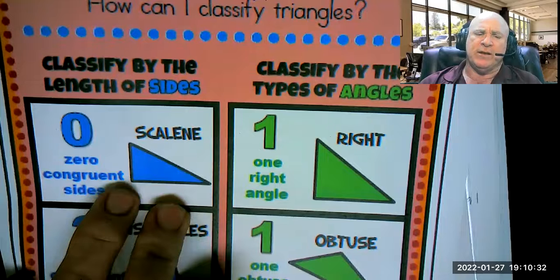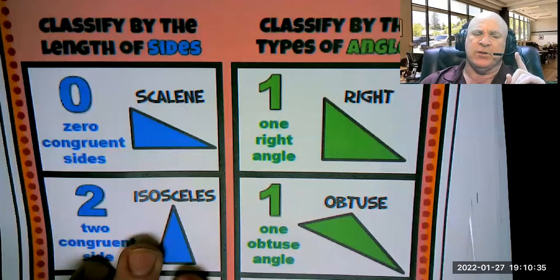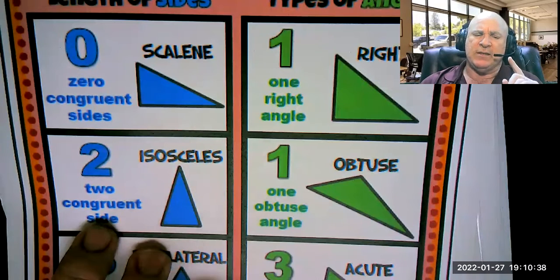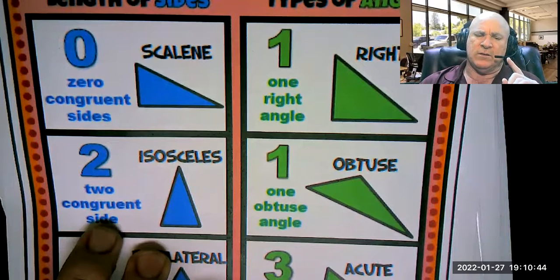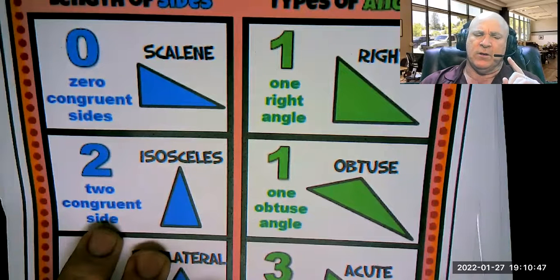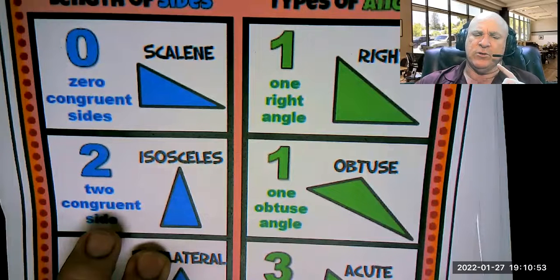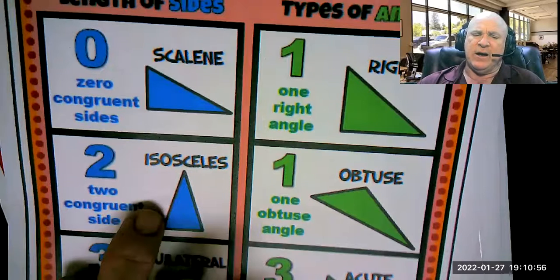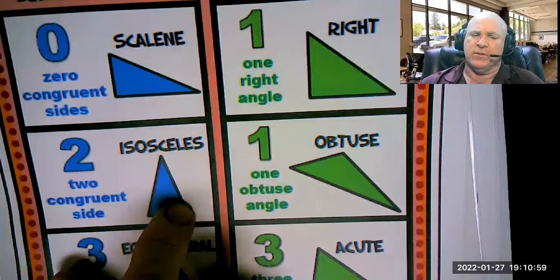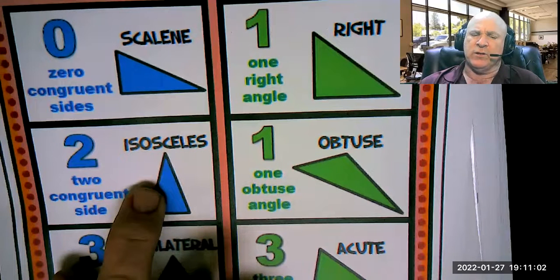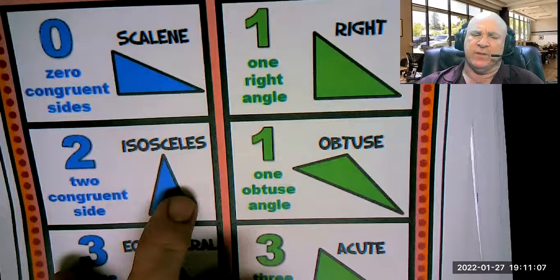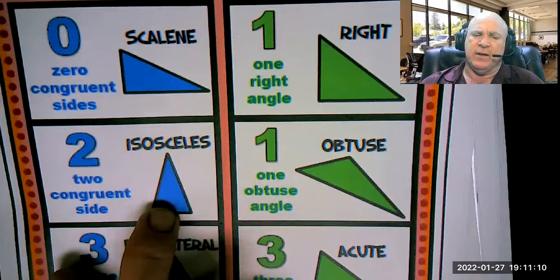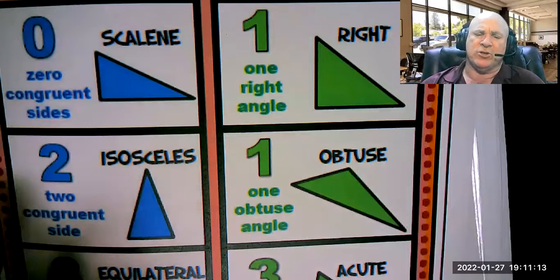Still staying on the blue side, isosceles has two congruent sides. And I don't like that whoever made this didn't put an S there because it needs to be sides. And the way that works is if this side is congruent to that side, then the opposite angle of that side will be congruent to the opposite angle of the other side whenever there's isosceles. So keep that in mind, and it's in my mathematics chart that I'll show you in a moment.